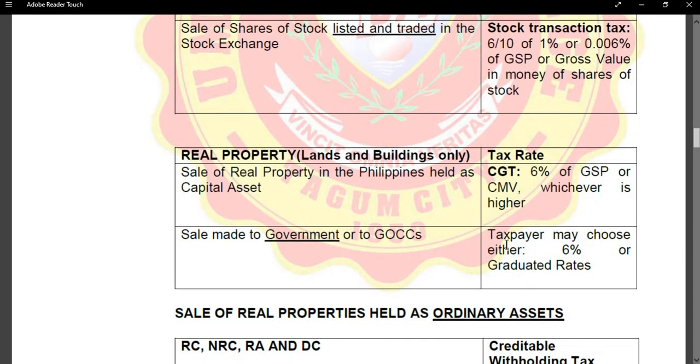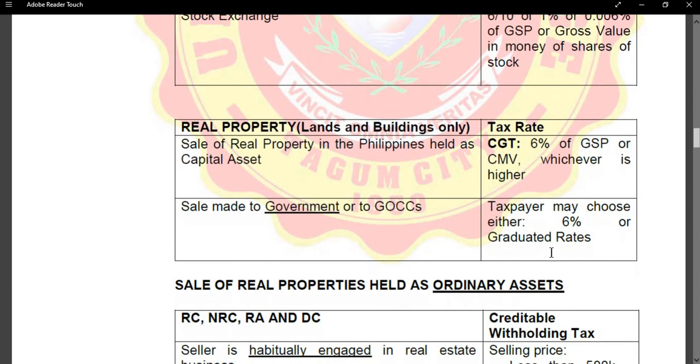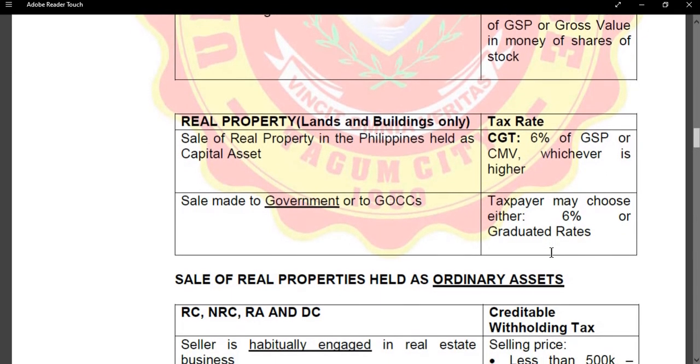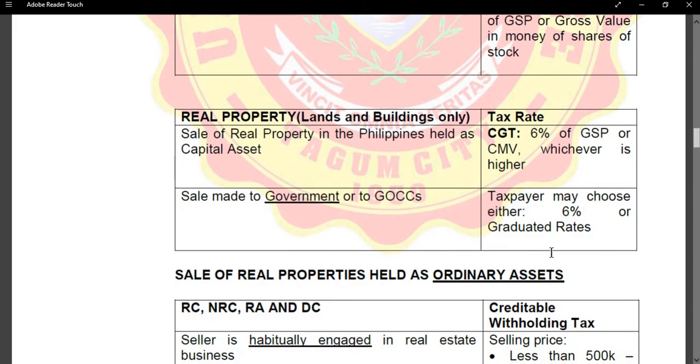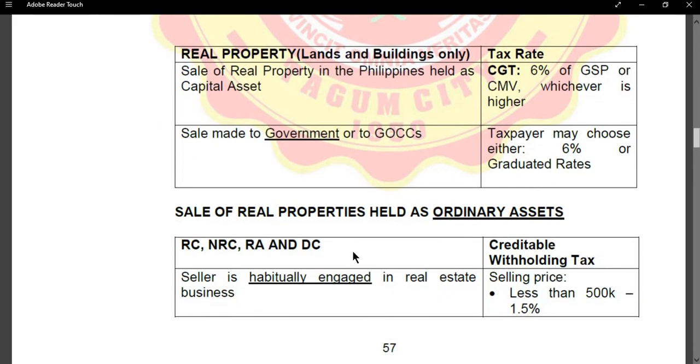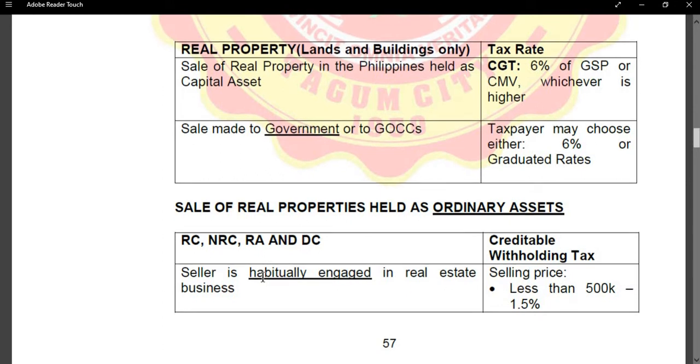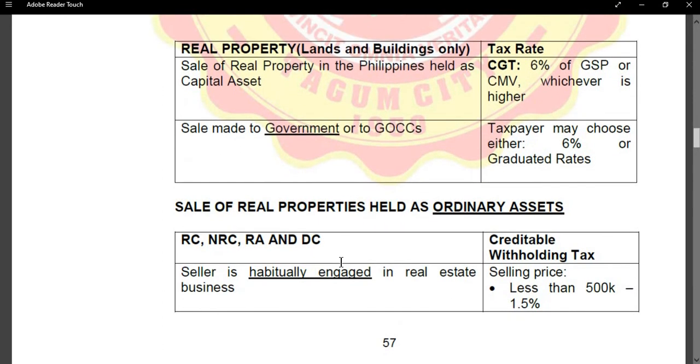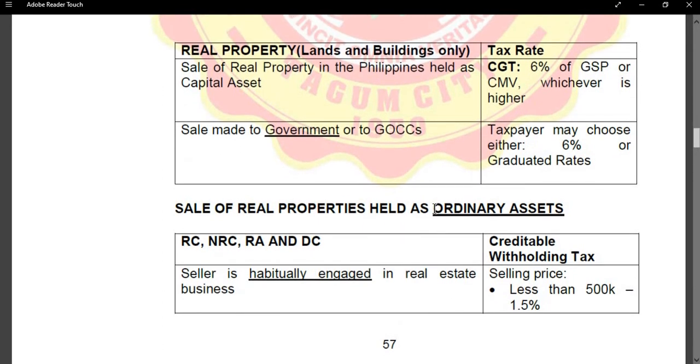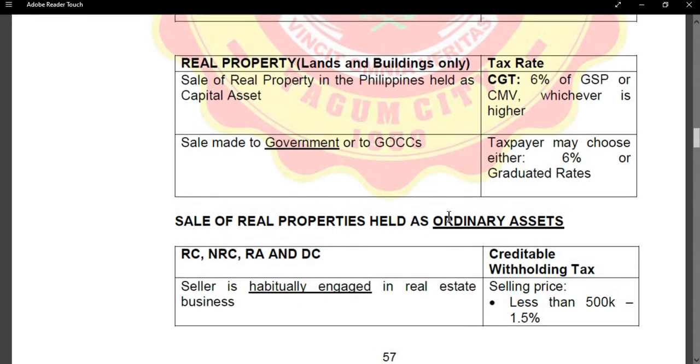However, the option to be taxed at 6% or the graduated rates is not available if the taxpayer is a corporation. So, sale of real property held as an ordinary asset. Okay, so if it is an ordinary asset class, if the seller is habitually engaged in real estate business, so when you say ordinary asset class, ito yung ordinarily binibenta niya. Ito yung mga asset na ordinarily binibenta.